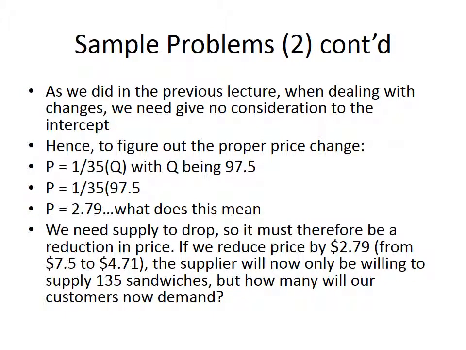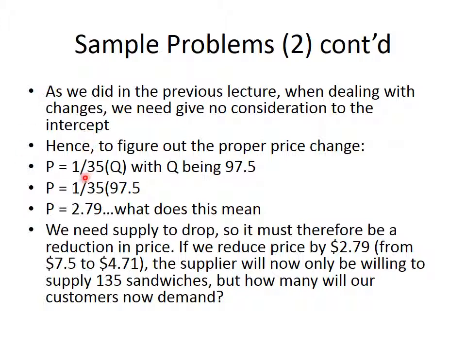Okay? Hence, to figure out the proper price change. Now, remember what we did. There's a difference here, and I want to clarify it. We did this with demand. Remember, we did the same type of problem with demand. We're interested now in changing supply. We're interested, technically, in a movement along the supply curve. We're not interested at all in where supply equals 0. So we're not interested in the intercept at all. So we drop that out of our expression. All we're interested in here is the slope.